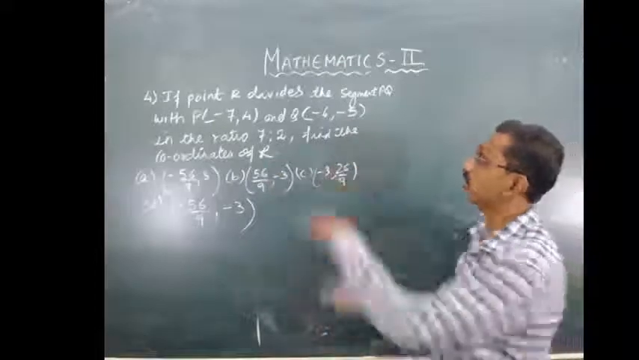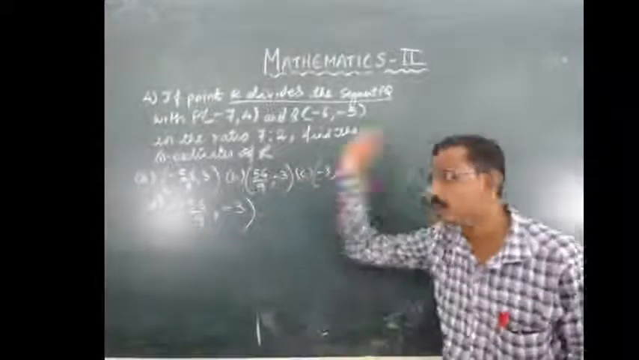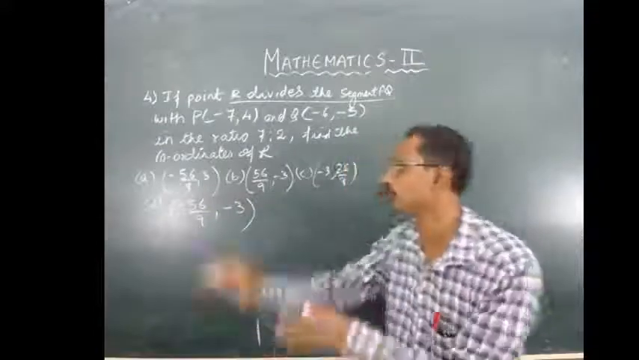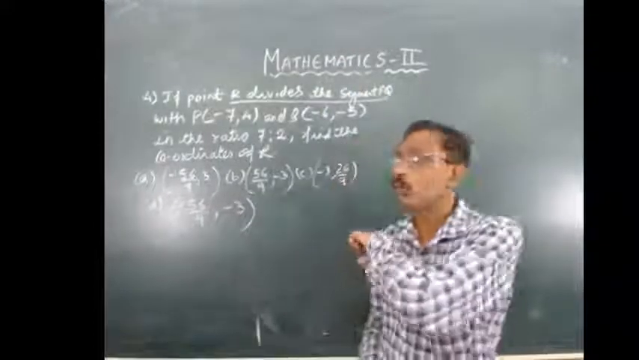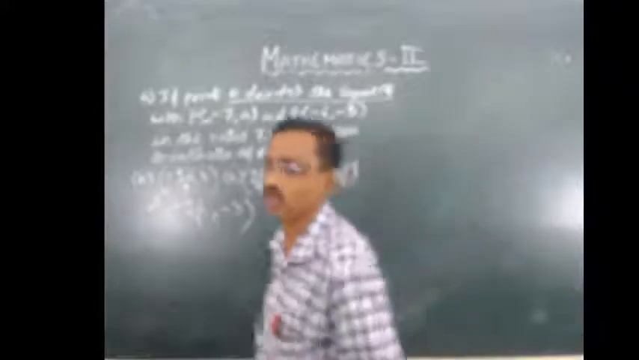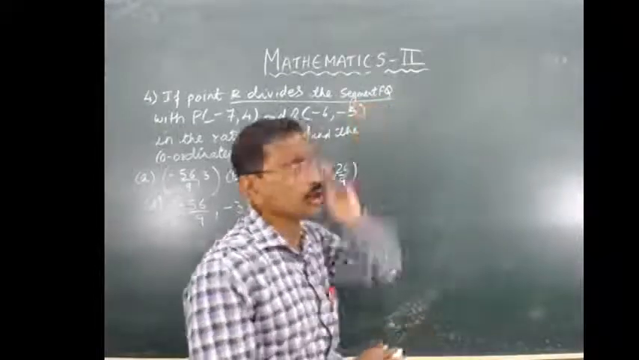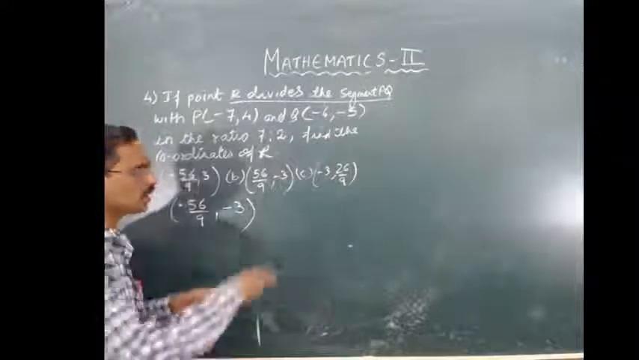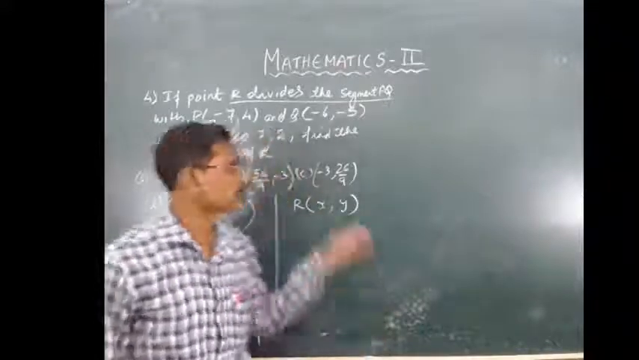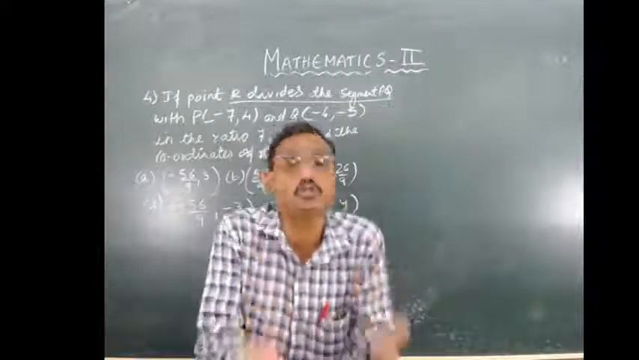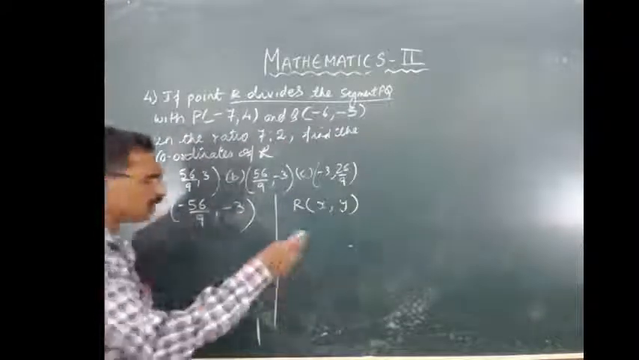If you see, point R divides the segment. As I told you, in every problem, any word problems, any MCQs, there will be a hint for you. R divides the segment. That means which formula can we use? Can I use a section formula? But before using a section formula, I should know the coordinates of R. So let the coordinates of R be x and y. Since we are going to find them, let us assume the coordinates of R are x and y. Let us use the section formula.